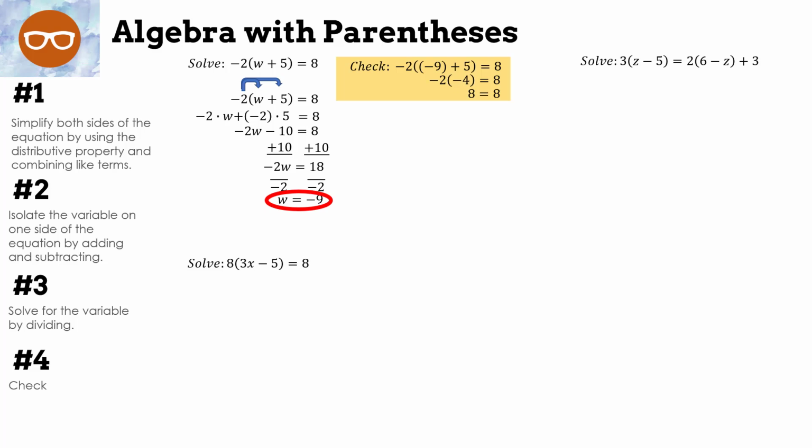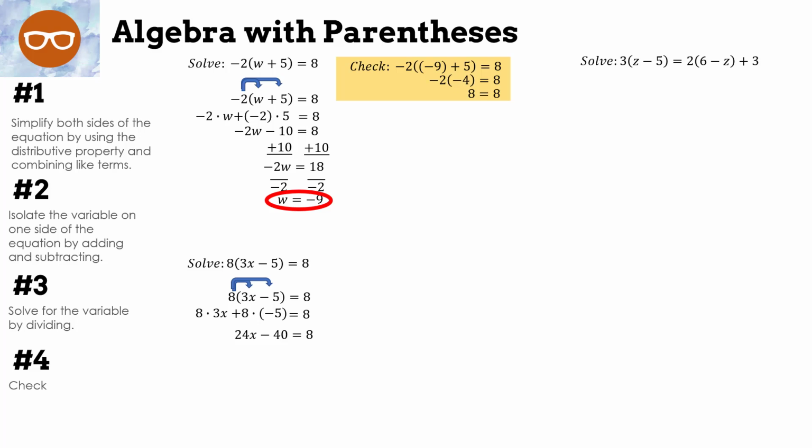Let's look at the next one. We're going to solve 8(3x - 5) = 8. First thing that we have to do is simplify. So I'm going to use the distributive property. I'm going to take 8 times 3x plus 8 times -5 equals 8. Let's do some simplifying. 8 times 3 is 24x. 8 times -5 is -40, and that equals 8.